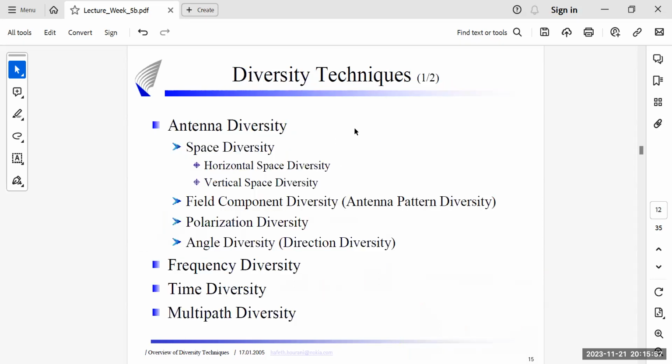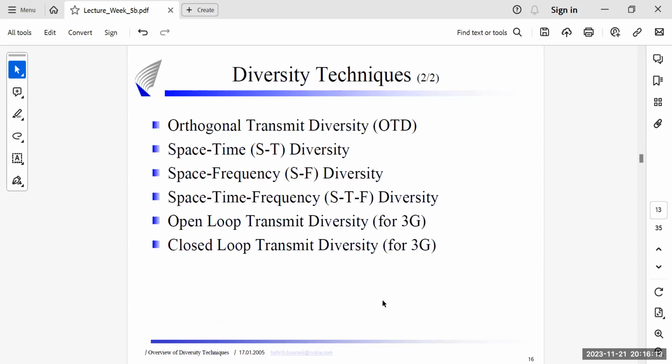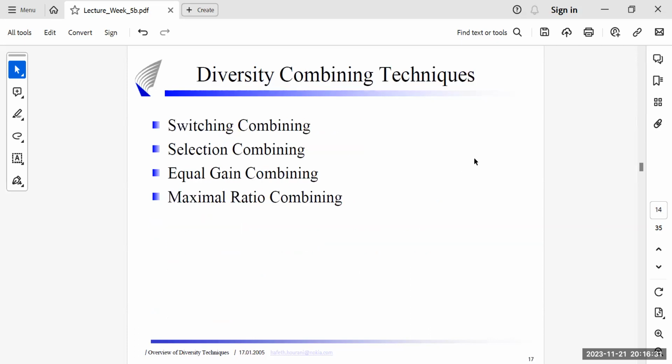So what are the techniques that we can employ? The first thing is antenna diversity: space diversity, horizontal space diversity, vertical space diversity, field component diversity, polarization diversity, angle diversity, frequency, time, and multipath diversity. And similarly, if we study in more detail: orthogonal transmit diversity, space-time diversity, space-frequency diversity, space-time-frequency diversity, open loop transmit diversity, closed loop transmit diversity. So these are the things that you can employ.